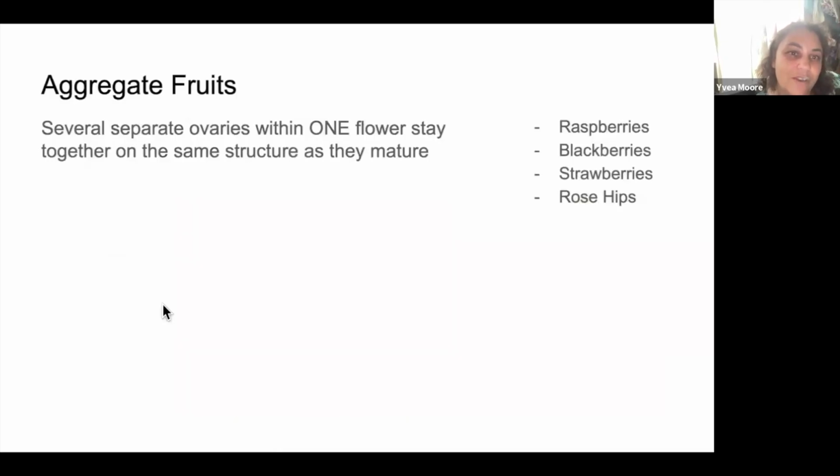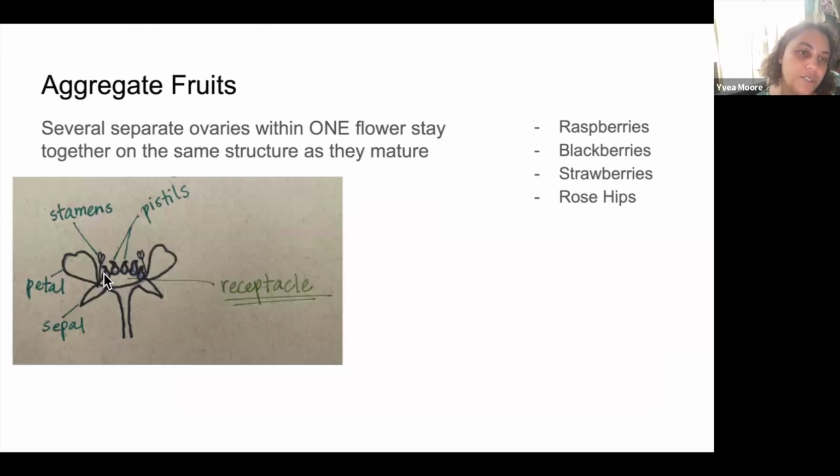Next one is the aggregate fruit. So this is the part where it becomes fun or really complicated. And that also relates to Susan's earlier question as well. This is where we have several separate ovaries within one flower, and they stay together on the same structure. So in other words, each of these is an individual little pistil with the ovary inside. So we've got multiple pistils and ovaries, and they don't split off and become different fruits. They all stay here together. And the part that they are all bound on is the receptacle. And so that relates to raspberries, blackberries, strawberries, and rosehips.